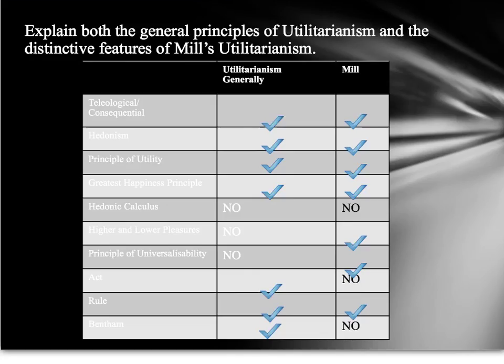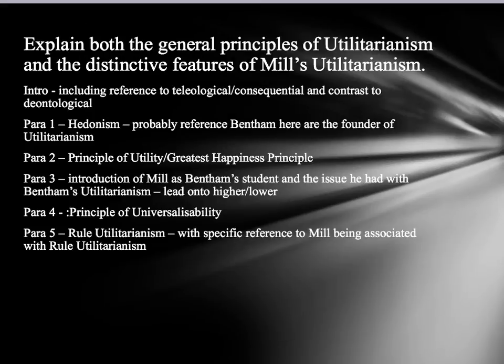So here's another essay: explain both the general principles of utilitarianism and the distinctive features of Mill. So again here, I've selected those two columns, utilitarianism generally, and then Mill. And so what we would need to include are those first four things: hedonism, principle of utility, teleological and greatest happiness principle, and then because we're talking about Mill here, we'd be talking about higher and lower, principle of universalizability, and rule. So here is that essay planned out for you.